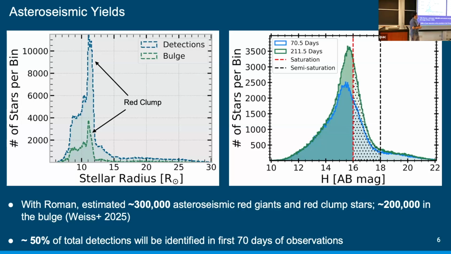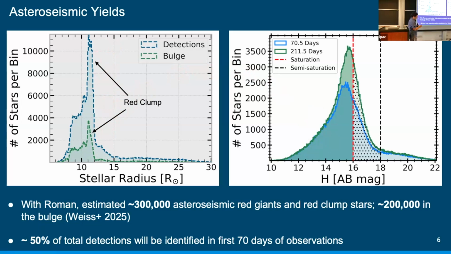I will show a later slide to show how this compares to other asteroseismic missions. Additionally, about 50% of the total detections will be able to be identified within the first 70 days of observation. So you can see here on this H-mag plot, the comparison between the first season and the full cycle 1 season of measurements with the Galactic Bulge Time Domain Survey. I have a slide later on to discuss the saturation and semi-saturation limits as well, so don't be concerned by that. Additionally, you can see here our peaks with stellar radius and the population bins. This peak here being a lot of the red clump stars. So roughly we get about half red giants and half red clump stars within the Galactic Bulge Time Domain Survey mission for asteroseismic measurements.